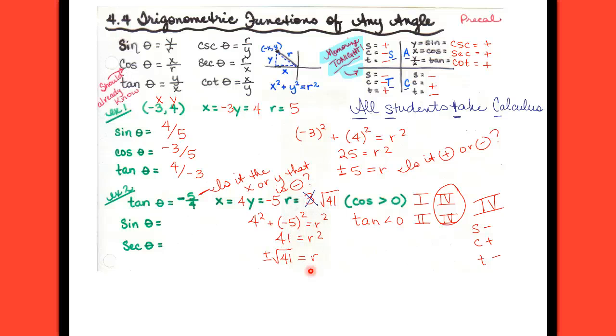Okay, so now we can go back to sine is y over r. And y was negative 5, and r was the square root of 41. And of course, we'll rationalize that. So instead of leaving the radical in the denominator, we'll multiply top and bottom by the square root of 41. All right, what's our definition of secant?